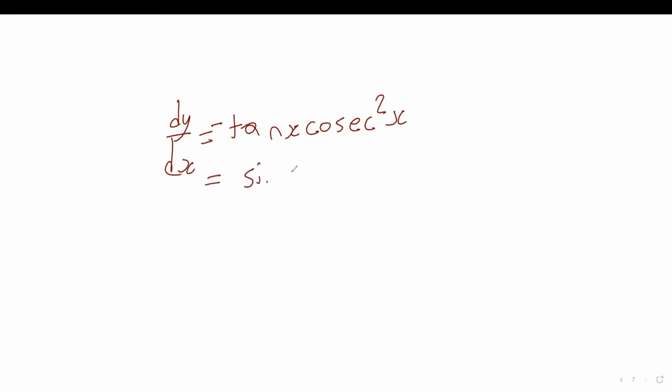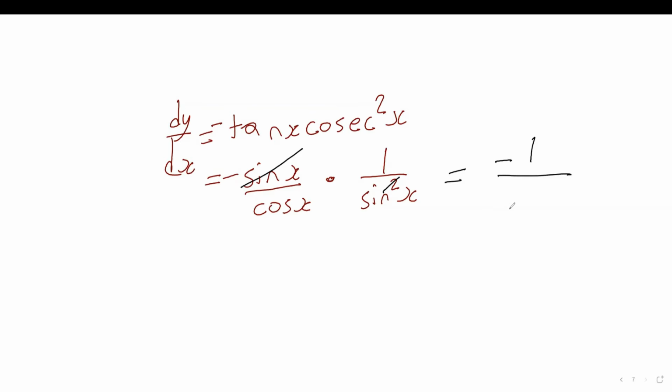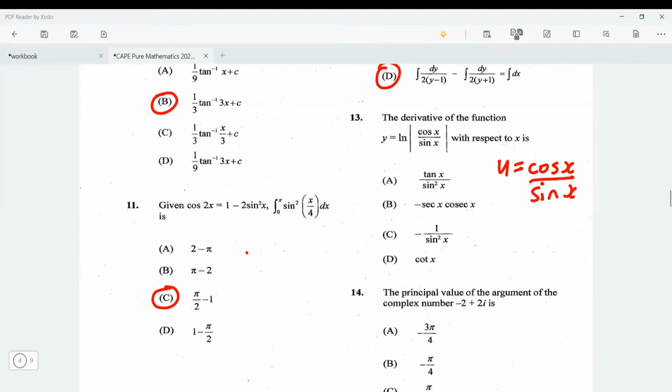If you want to simplify it, which we need to do, because now we're getting dy by dx is tan x times cosec square x, put back the minus. We know tan x is sine x over cos x. We know cosec square x is 1 over sine square x. Put back the minus sign. So now a sine from here cancels out the square here. So we end up just getting minus 1 over cos x times sine x. So it's minus 1 over cos x sine x.